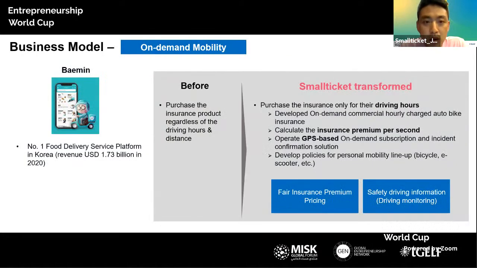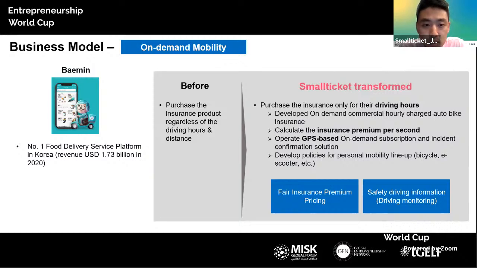Let's go with the on-demand mobility insurance. We provide the insurance product to Baemin. Baemin is the number one food delivery service platform in Korea. Their revenue was 1.7 billion in 2020. But because of the coronavirus, their revenue will be even higher this year. Then what was the problem before and how did we resolve it?